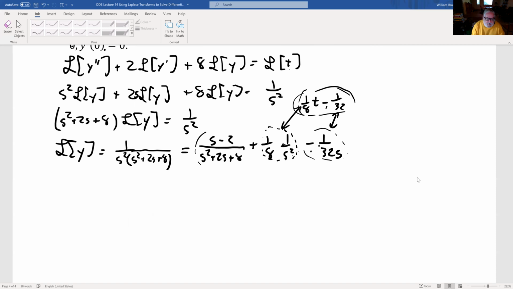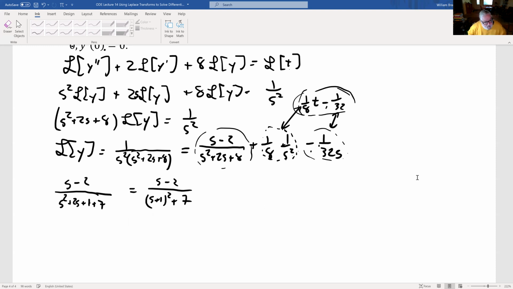So what about this thing? We have to be a little bit careful about this. First, we'll complete the square on the bottom. We need a complete square, so s squared plus 2s plus 1, right? We'll take the 8 and break it into 1 plus 7. That gives me (s minus 2) over ((s plus 1) quantity squared plus 7).